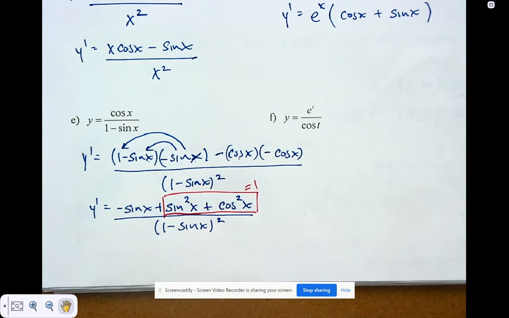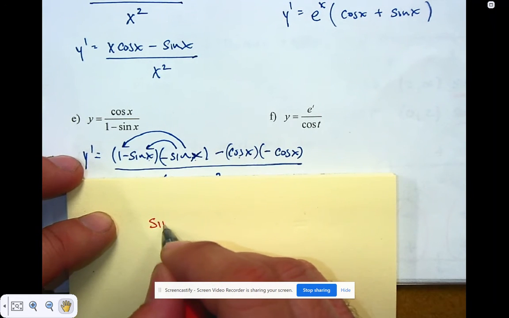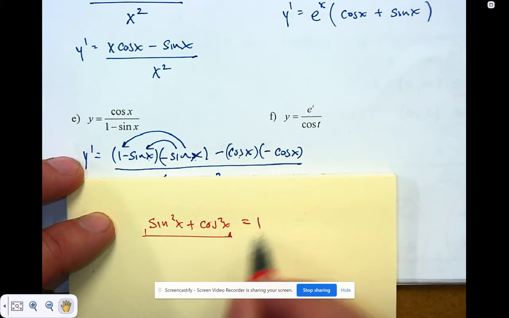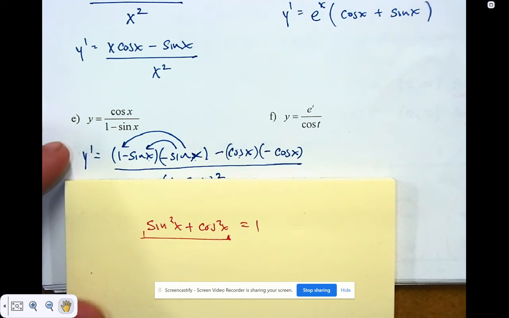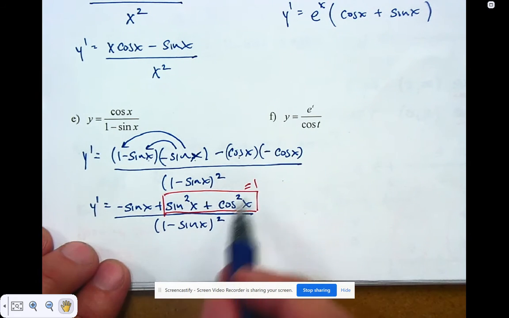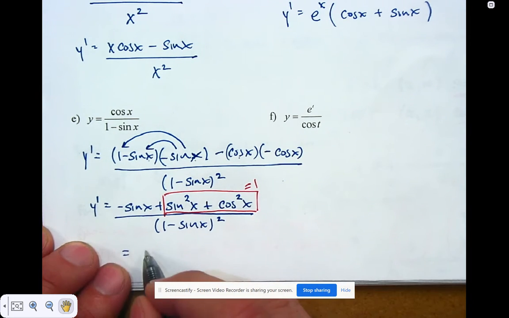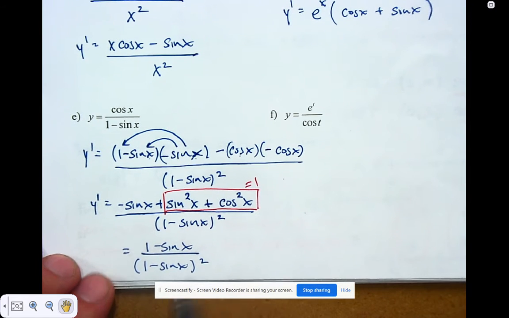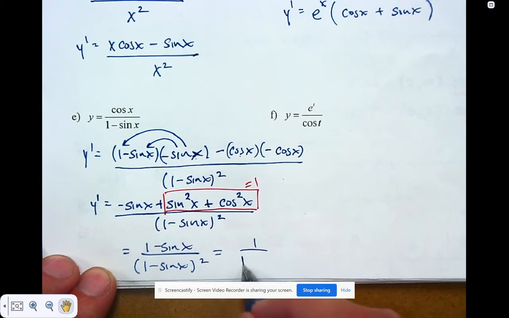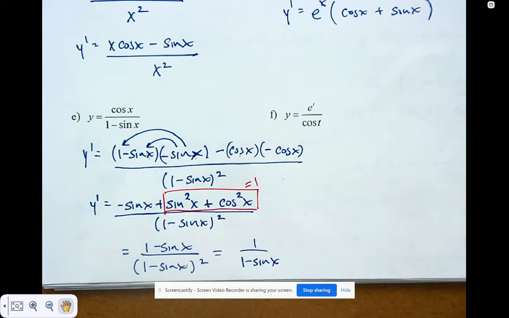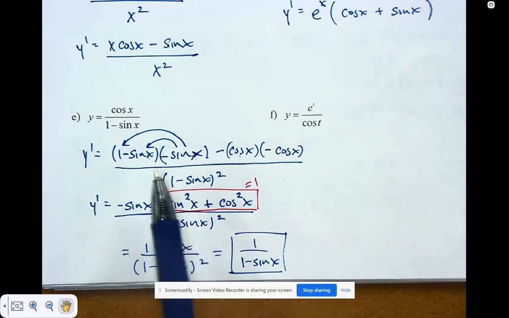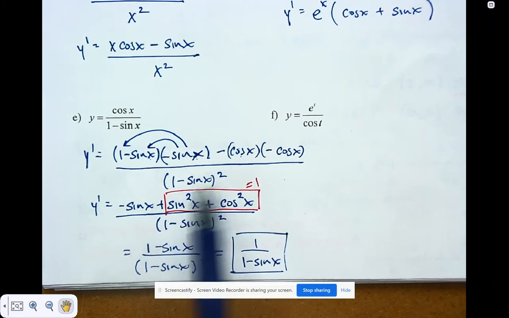It's like a squared plus b squared equals c squared. If you ever have sine squared plus cosine squared, you can replace all of that with the number 1, because that's what it's equal to. Okay, and when we do that, we get 1 minus sine of x over quantity 1 minus sine of x squared. Those are identical, so one of them cancels, and you're done. Okay, so that was definitely the most work on the front page. As far as simplification, just look over it and make sure that you can follow along with that.